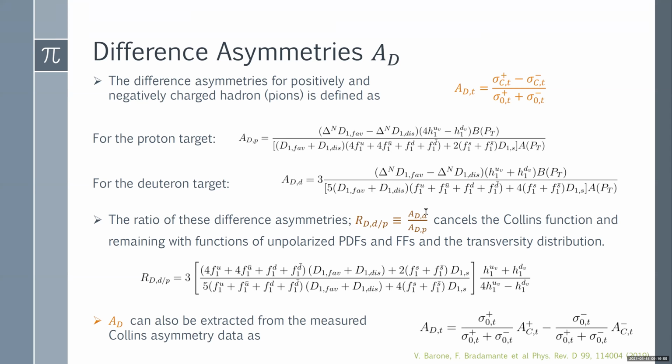But your A and B's, which you write there as a function of PT, are in general not just a function of PT. They are also functions, first of all, of flavor and also of X and Z, or can be.